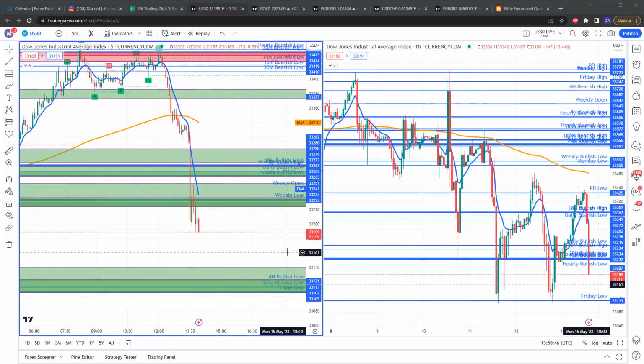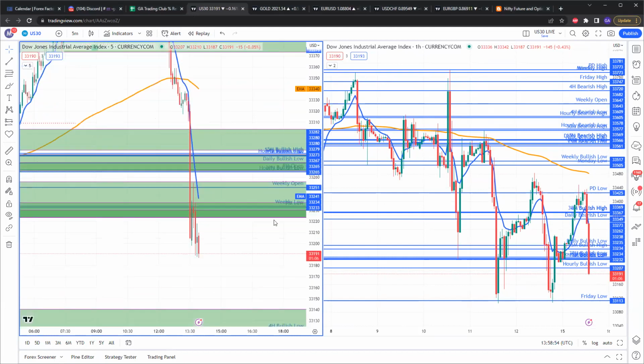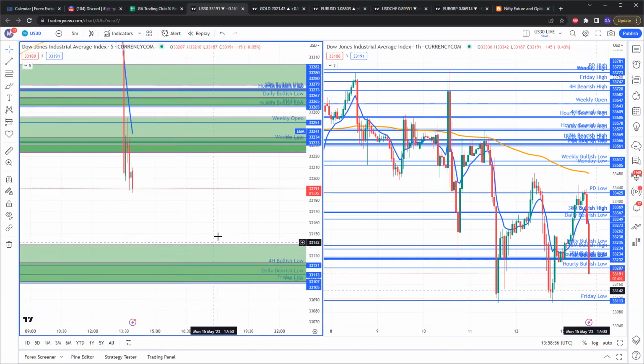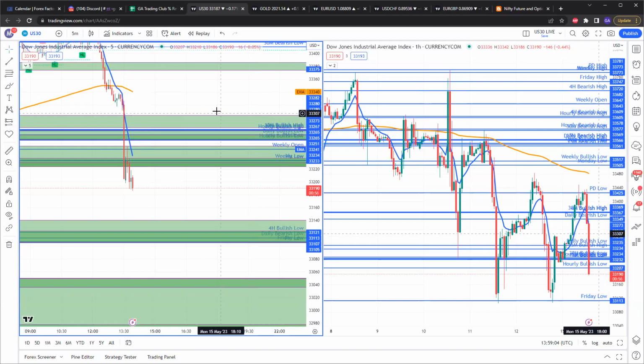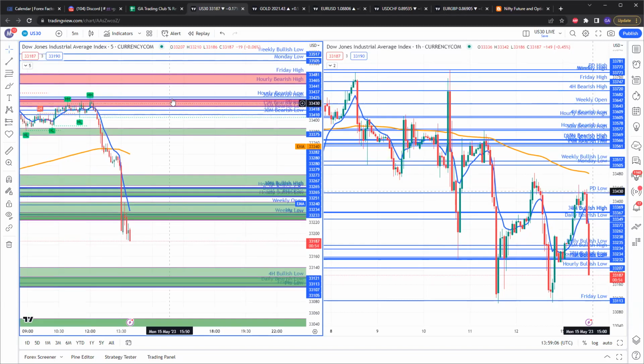So US 30. Always think of these buy and sell zones or supply and demand zones. Think of green zones as where buyers are sitting. Think of red zones as where sellers are sitting. And remember, price moves from one area of liquidity to another, from one area of sellers to another area of buyers.